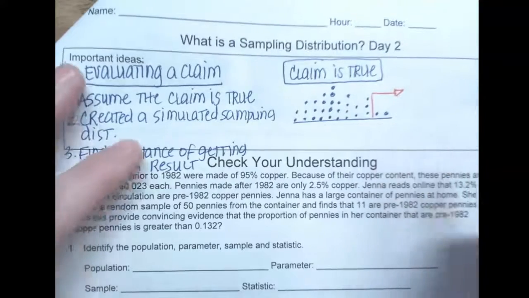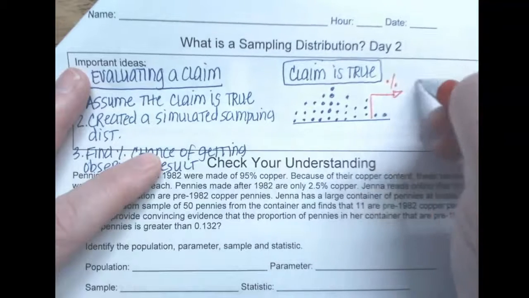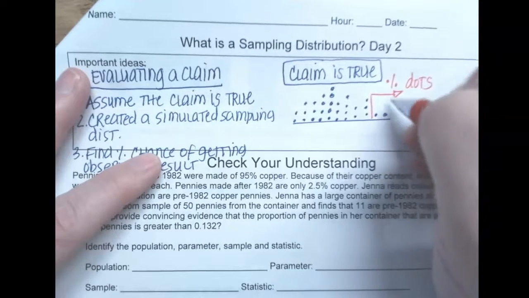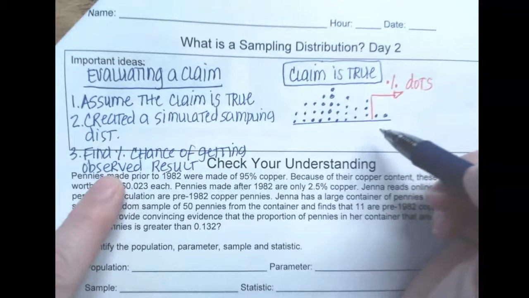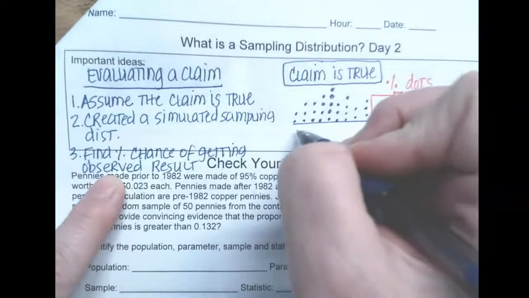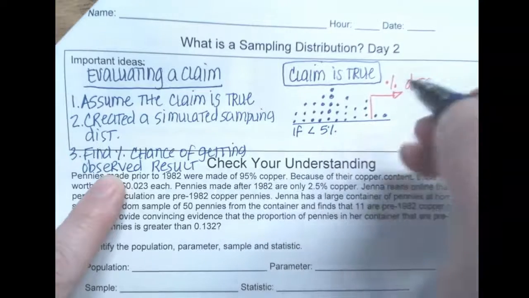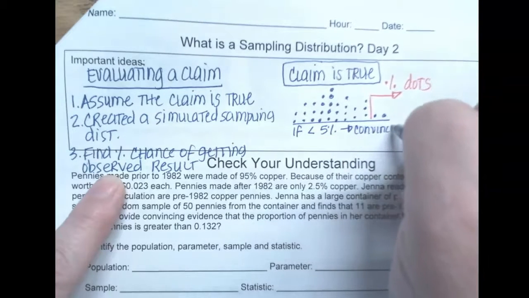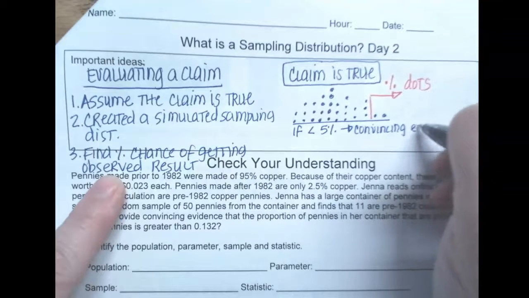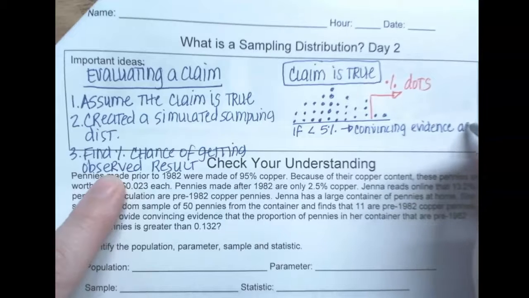Okay, and so remember, all of these dots are what's actually happened, and I want to know the percent of the dots that fall into that region. Okay, and so then we have to find the percent. If you have a less than 5% chance result, that means you have convincing evidence against the claim.